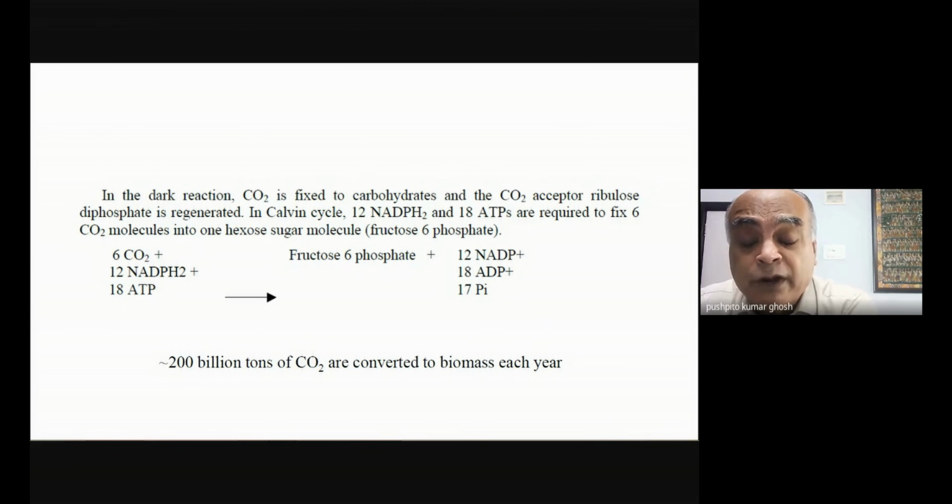Okay, and this is how the conversion of 200 billion tons of CO2 to biomass happens. That's what's happening. This is the main reaction that takes place. So I hope you understand where your biomass is coming from, the fundamental processes involved.